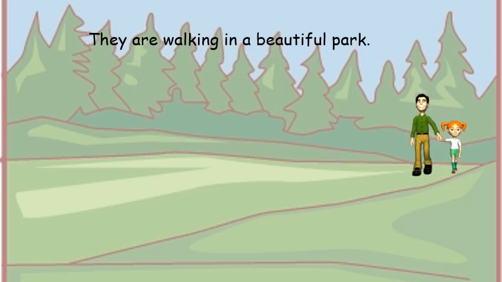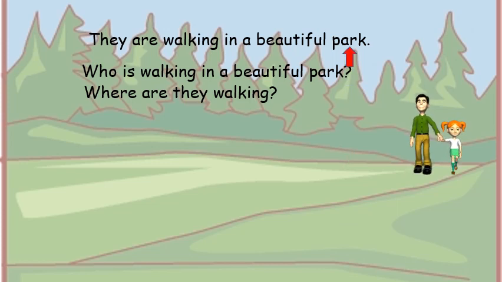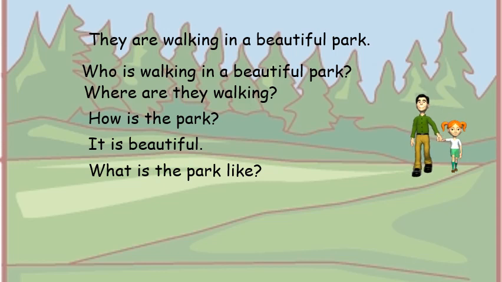They are walking in a beautiful park. Who is walking in a beautiful park? They are. Where are they walking? In the park. How is the park? Beautiful. It is beautiful. What is the park like? It is a beautiful park.